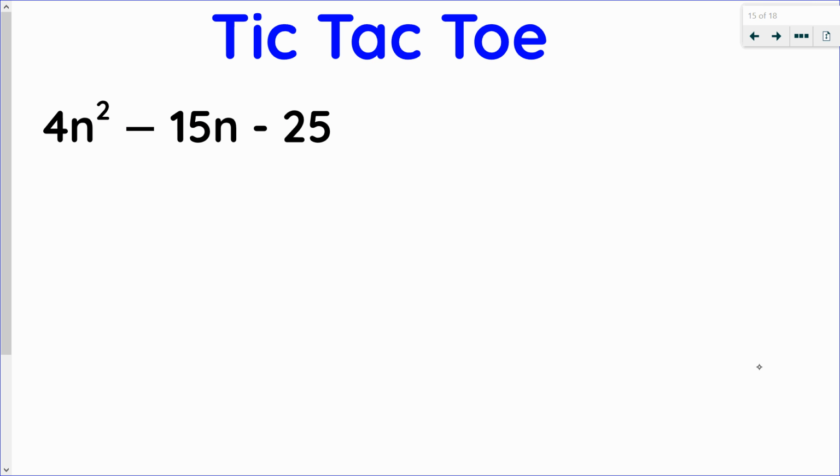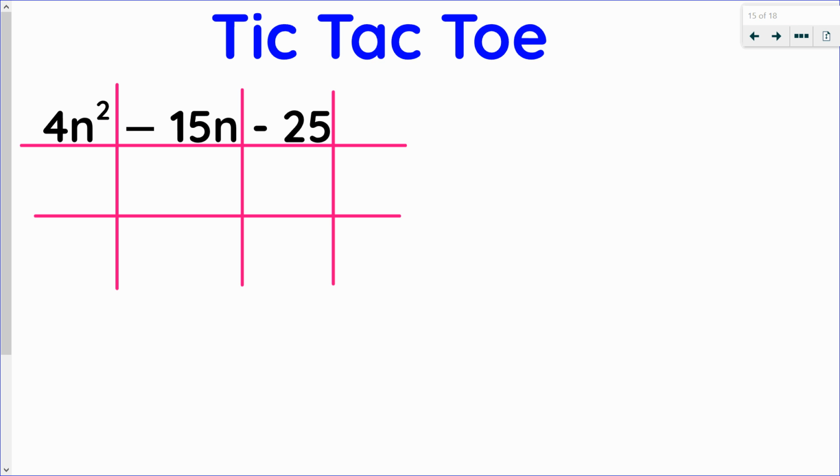Yes, you heard me correctly, X's and O's. How am I going to use that to factor this? So I have 4n squared minus 15n minus 25. First thing I'm going to do is put the tic-tac-toe grid there.